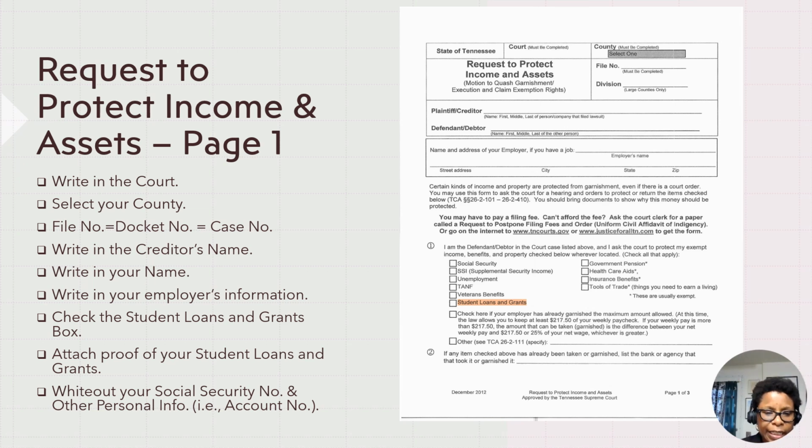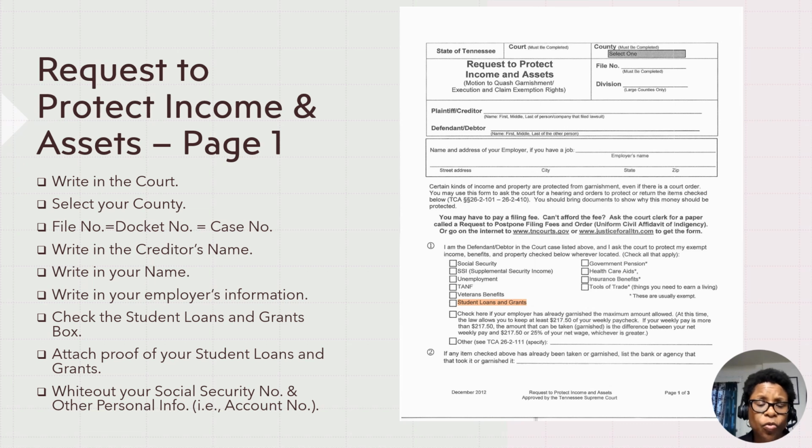You'd want to check the student loan and grants box, and you'd want to attach proof of your student loans and grants as well too. And then if your student loans and grants has personal information on it, like social, maybe account information, or a unique number that's unique to you, some sort of passcode, you want to wipe that out.